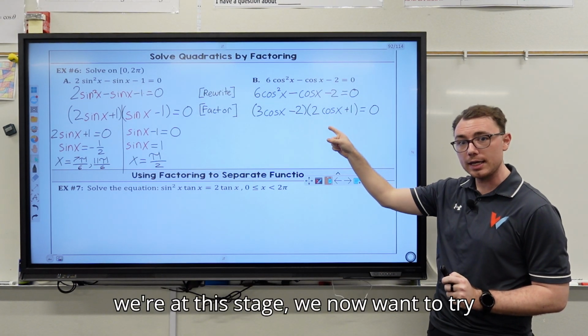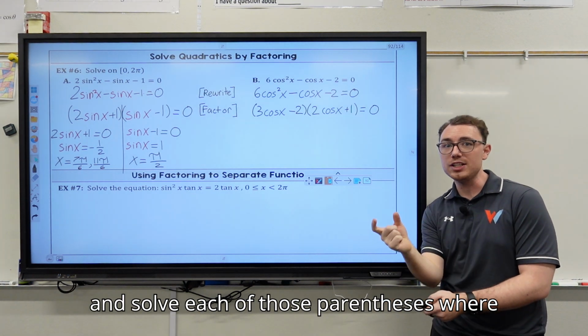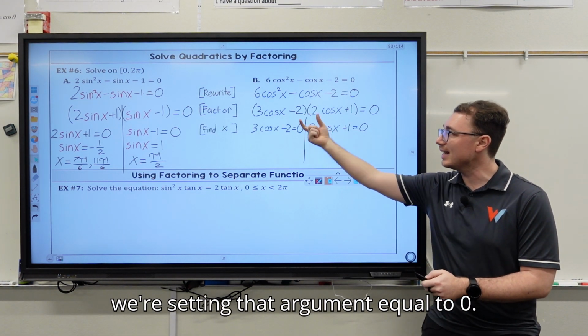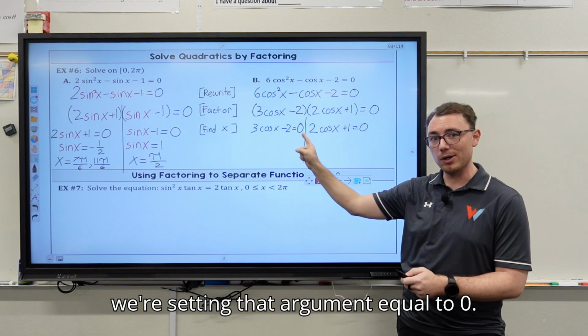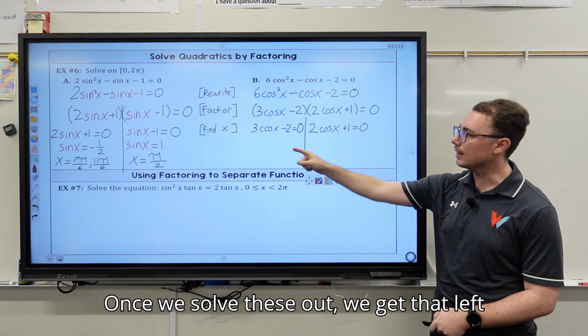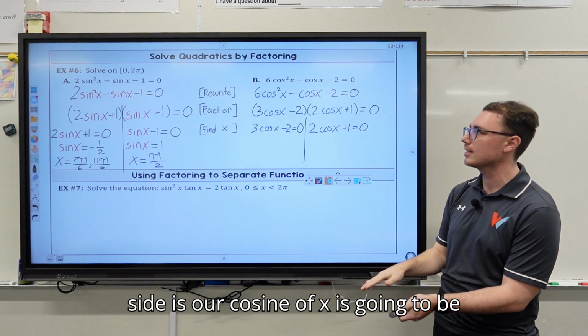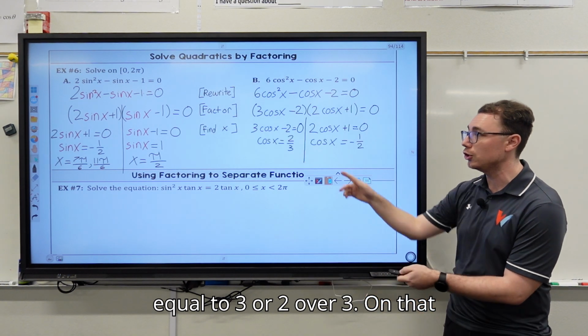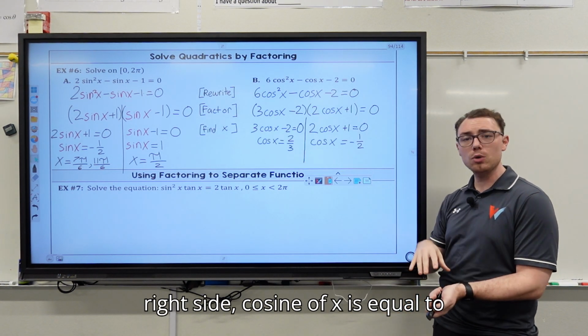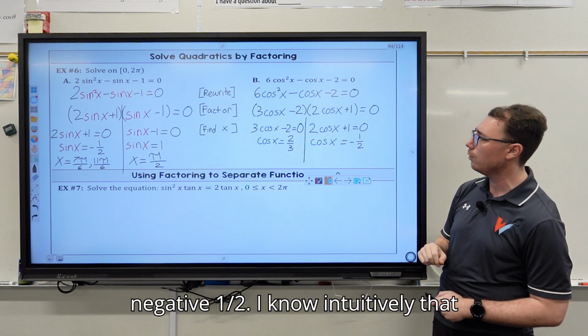Once we're at this stage, we now want to try and solve each of those parentheses where we're setting that argument equal to 0. Once we solve these out, we get that on the left side, cosine of x is going to be equal to 2 over 3. On the right side, cosine of x is equal to negative 1/2.